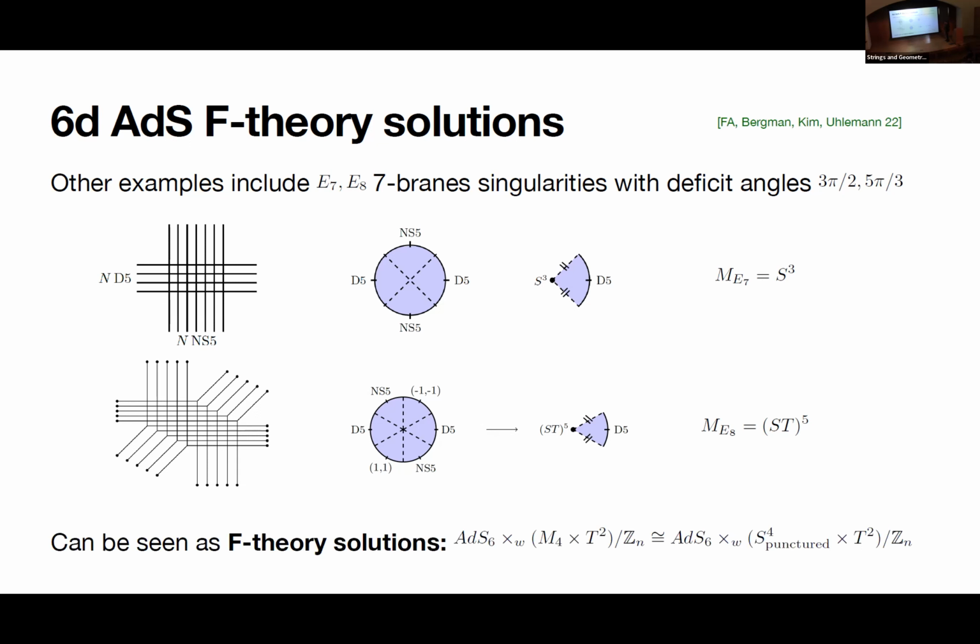And this solution can be seen as an F-theory solution in this way. What you get is AdS6 times, which is actually a warped product of AdS6 times M4 times T2, quotient by Zn. So this is the Zn quotient that we are talking about. And more or less, this 4-dimensional space can be viewed as a 4-puncture sphere. So in this sense, this can be viewed as F-theory solutions.